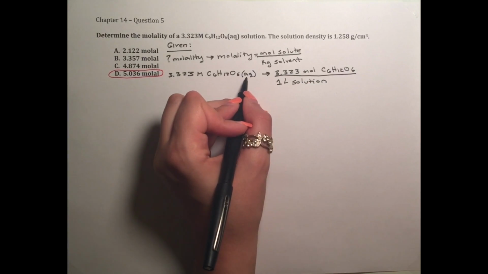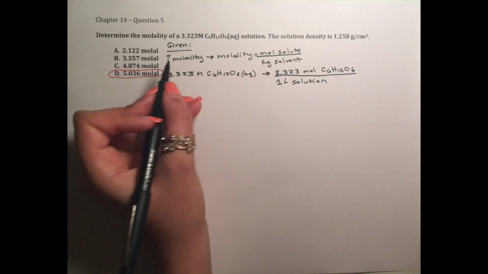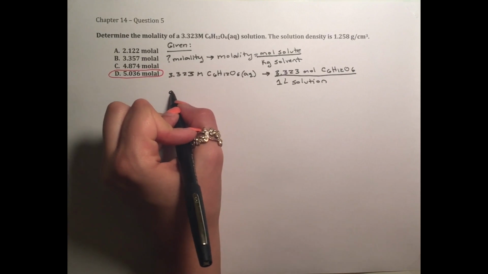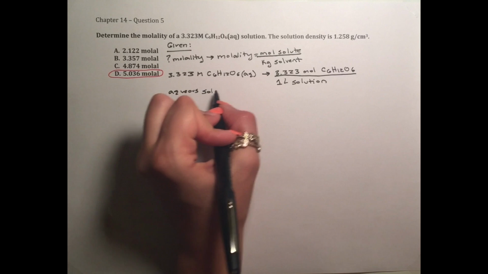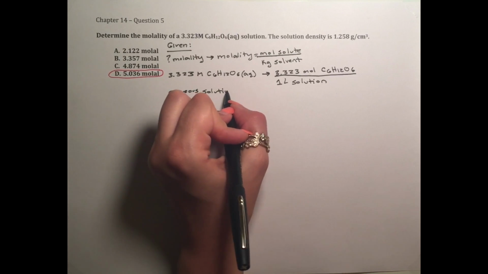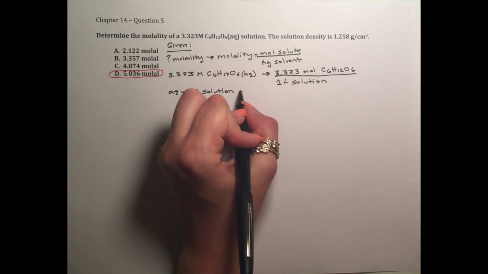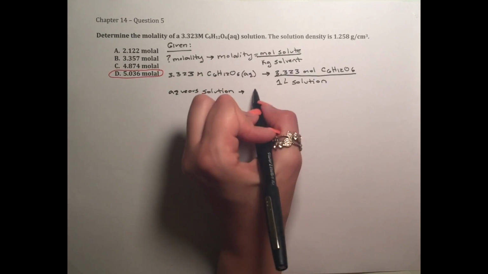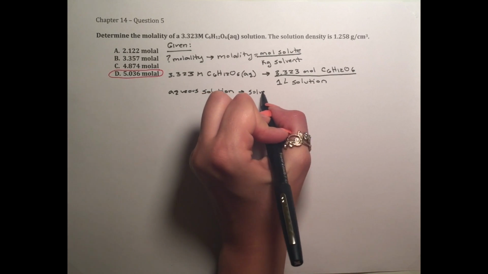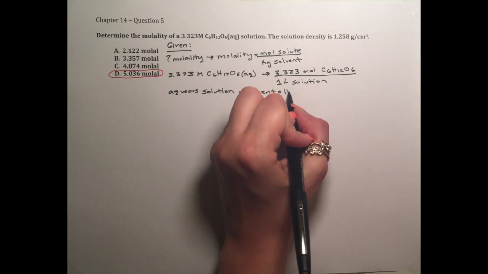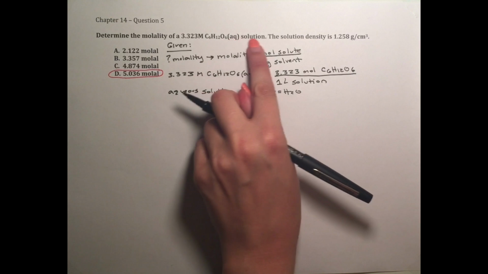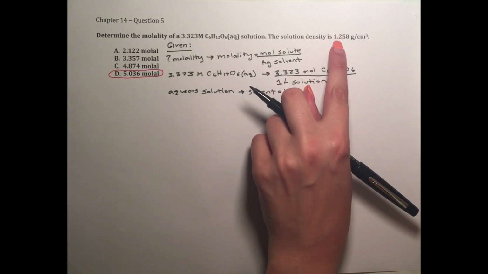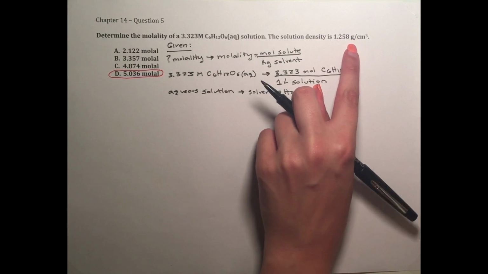Now we are also told from this that this is an aqueous solution. And what that means is that our solvent is water, H2O for water. So the solution density is 1.258 grams per centimeters cubed.